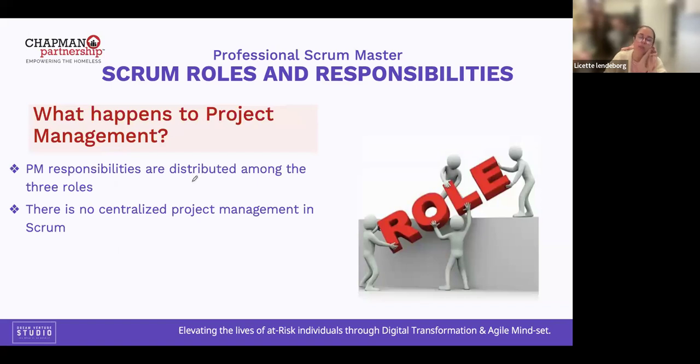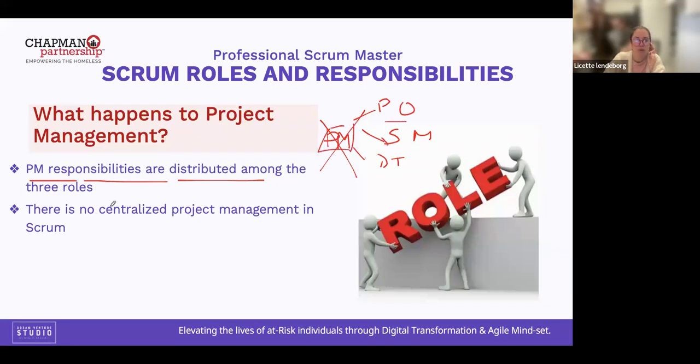So what happened, Lisette? Explain to me what happens to project management. Thank you for asking. Project management responsibilities are distributed among the three roles: product owner, Scrum Master, and the development team. So that's why we don't need the project manager anymore, because we are distributing the tasks and roles to these three roles. There is no centralized project management in Scrum.